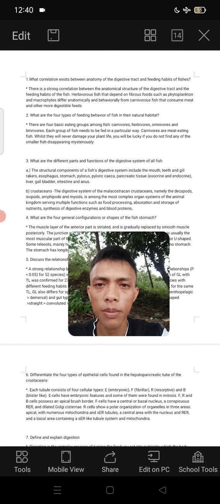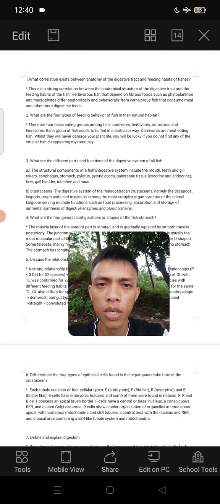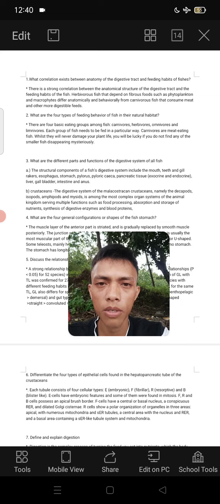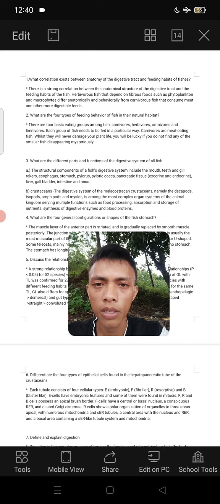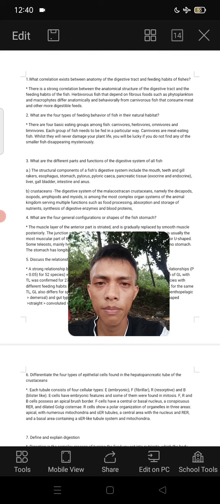Number 2. What are the 4 types of feeding behavior of fish in their natural habitat? There are 4 basic eating groups among fish: carnivores, herbivores, omnivores, and limivores. Each group of fish needs to be fed in a particular way. Carnivores are meat-eating fish, so they will never damage your plant life. You will be lucky if you do not find any of the smaller fish disappearing mysteriously.